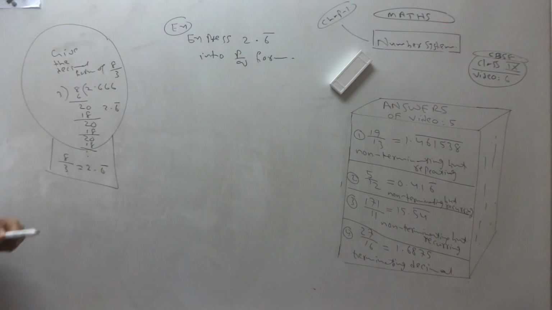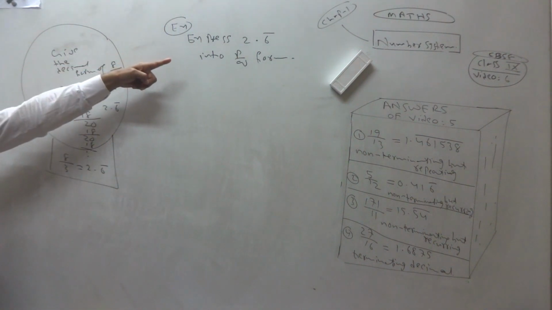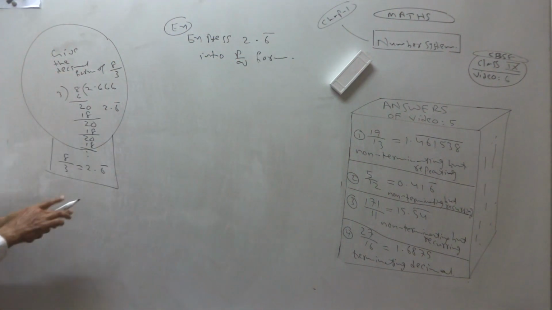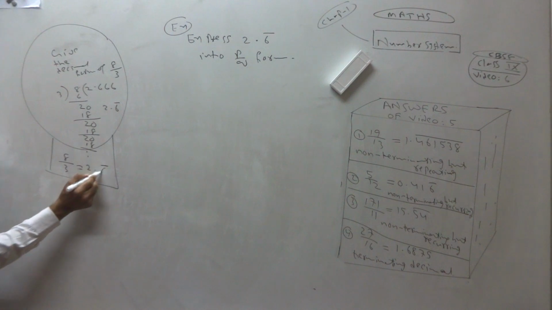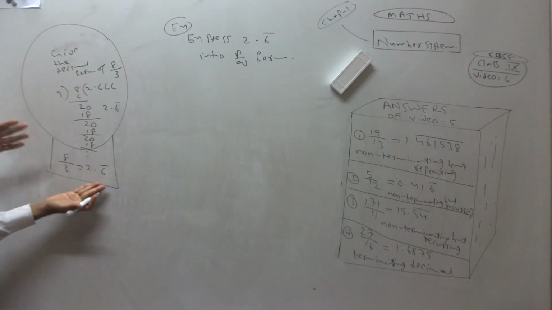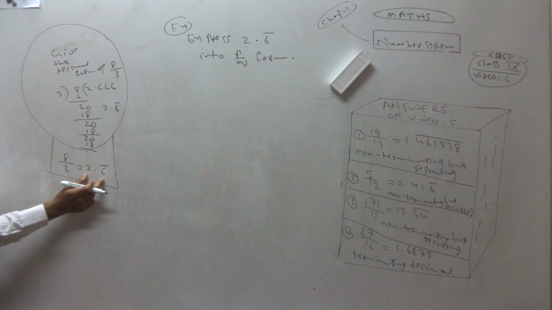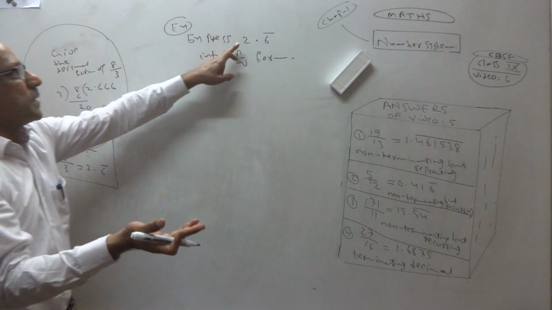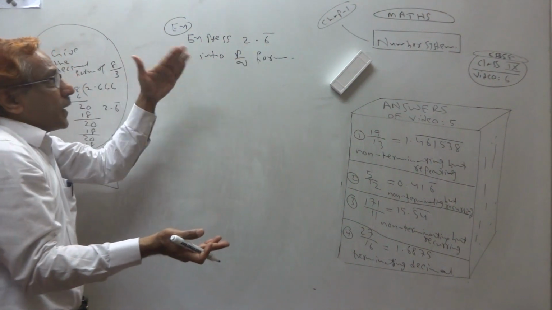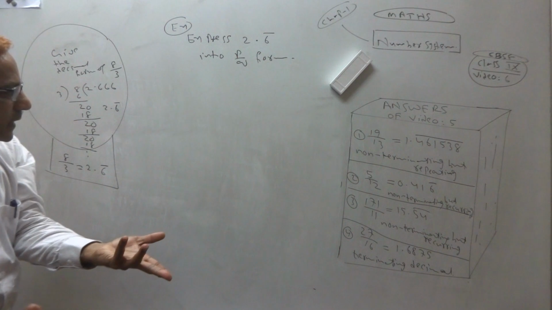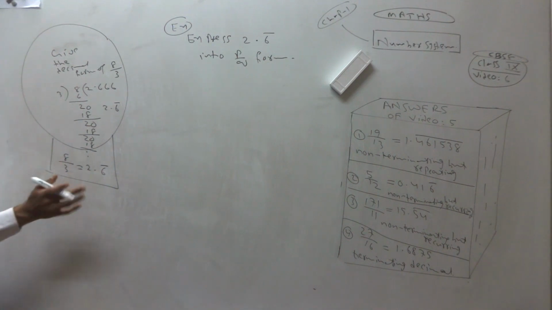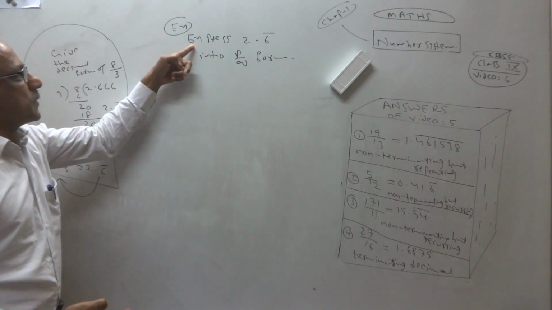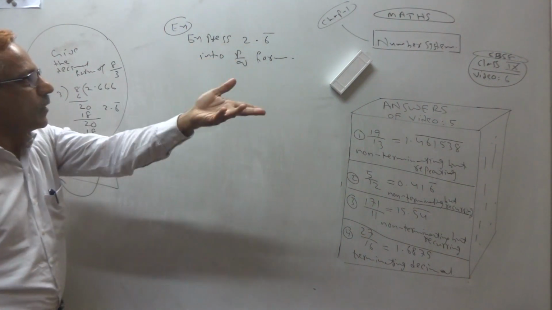Now I am doing the opposite question. What is said now? Express 2.6 bar into P by Q form. Now this is given, and asking what is its fraction. Okay. Now we are doing the opposite question. Now decimal expansion is given and asking what is its fraction. So what answer I must get? 8 by 3. Correct now? So we start now the opposite question.